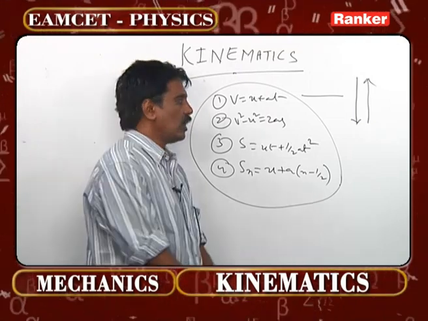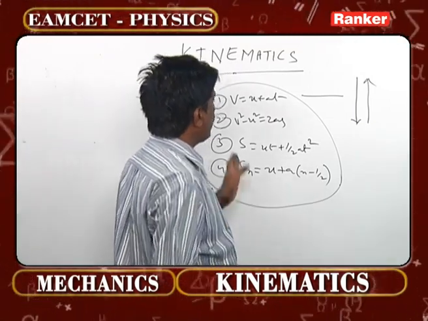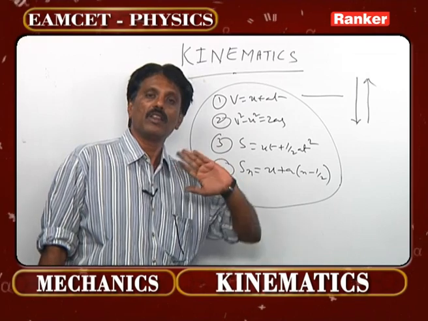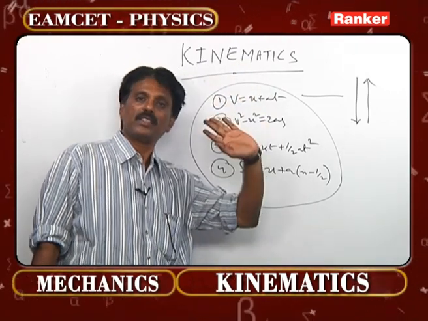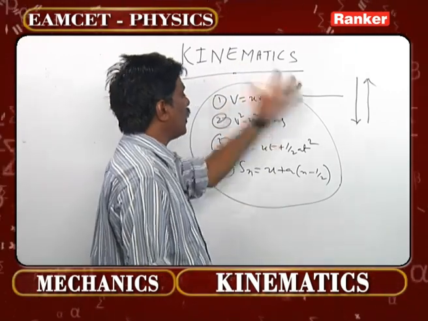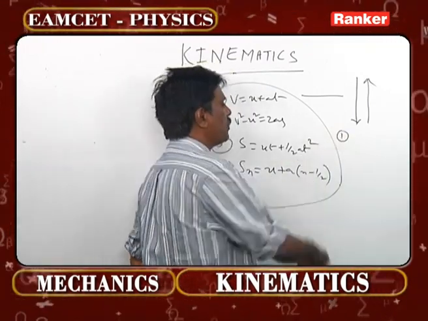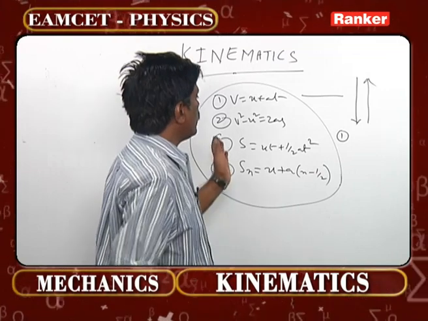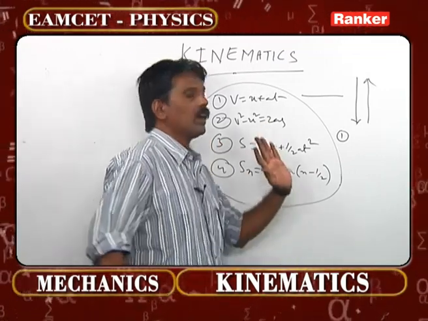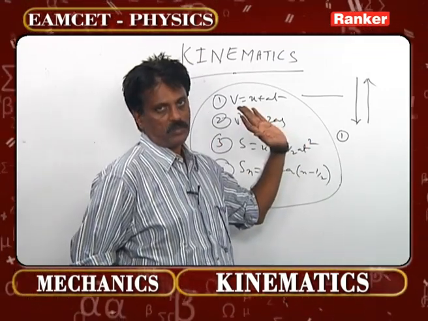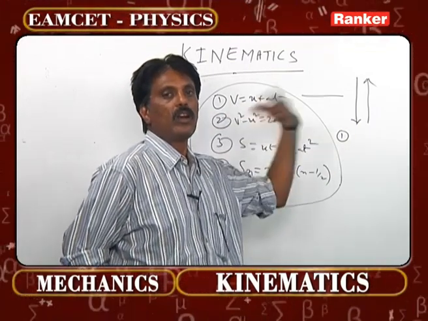That means always choose the initial direction in which the velocity is given. In that direction, you take all quantities positive. For the sign convention, the most important point is you assign positive sign to the initial direction of motion and negative sign for all opposite quantities.